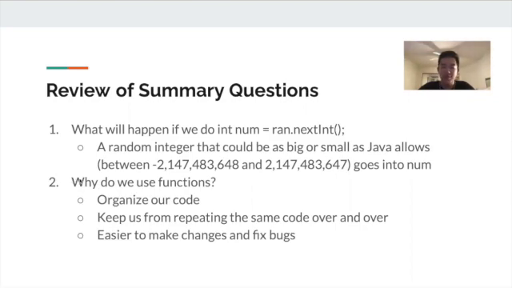And this is really important. Functions organize our code. They keep us from repeating the same code over and over again, and it's easier for us to make changes and fix bugs. For example, if there's something wrong with one function, you don't have to change that same code in every single place you use it. You can just change the code in that one function.